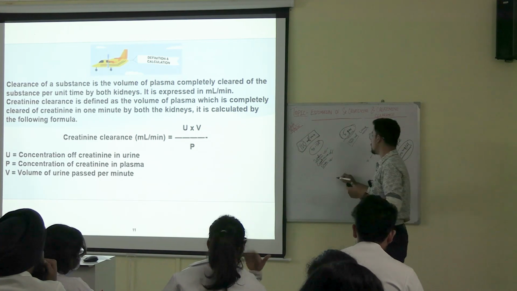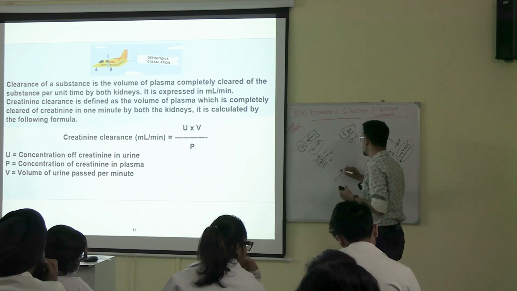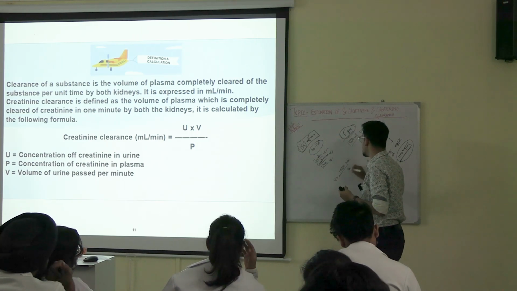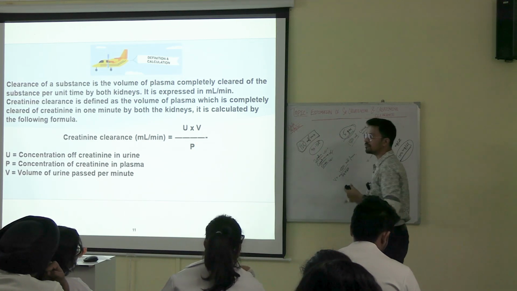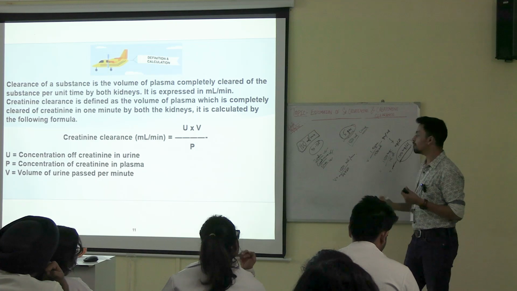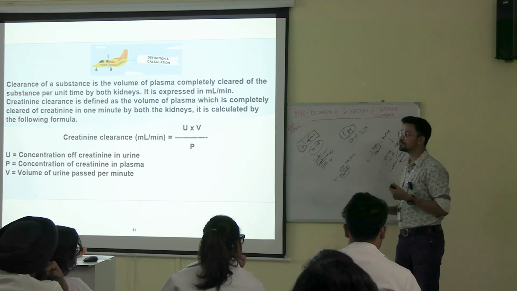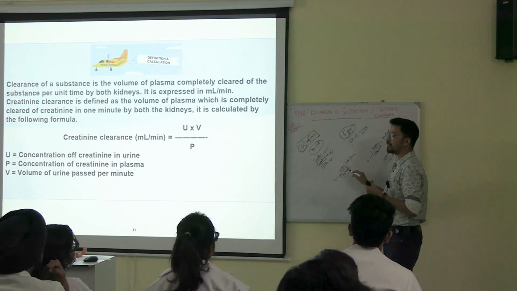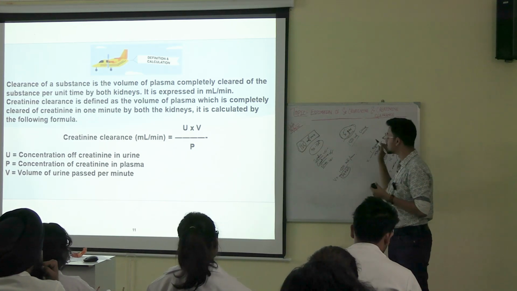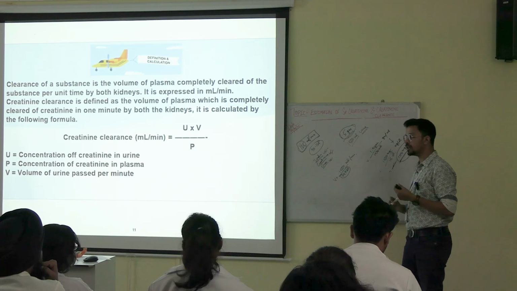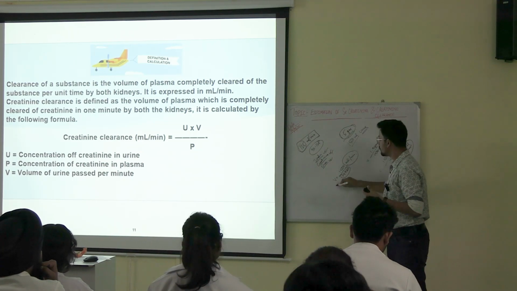So your volume of urine passed, that is V, equals 1500 ml divided by 24 into 60 per minute. Understood? Where did this 24 and 60 come from? 24 hours, each hour containing 60 minutes. So that is 1500 divided by 24 into 60, that is the ml per minute. Got it? So this much is your V.